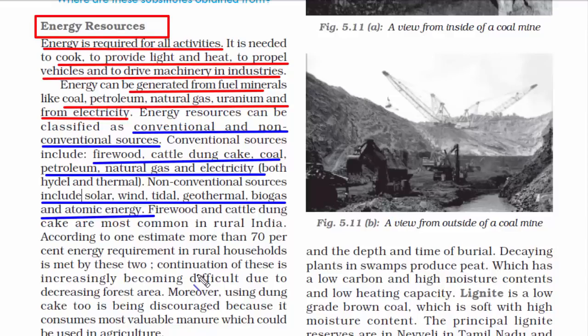Conventional sources are not eco-friendly. They cause a lot of pollution and damage the environment, whereas non-conventional sources are expensive, but they are totally eco-friendly and sustainable. So only the cost part needs to be tackled so that everyone can make use of it.